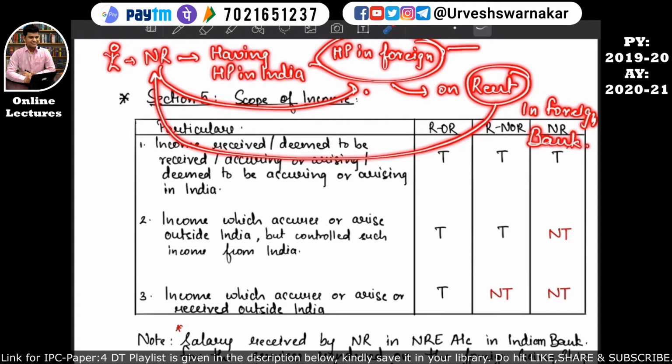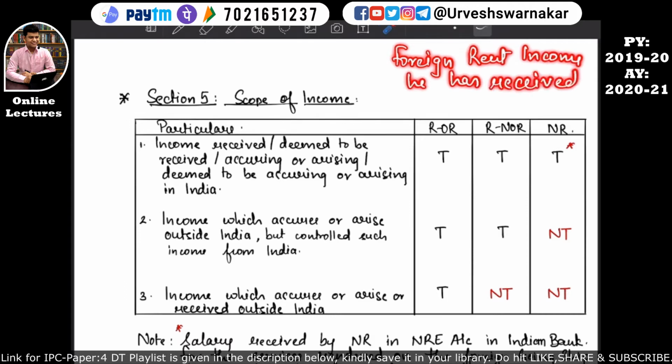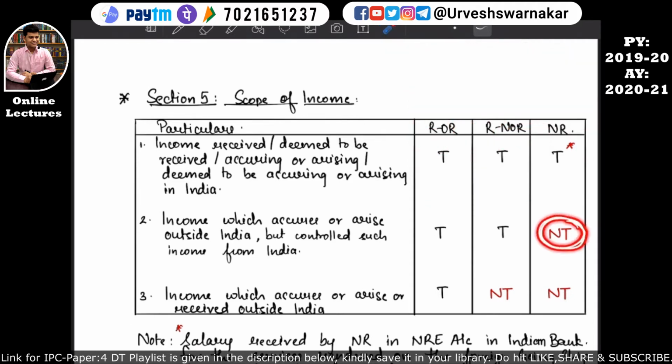When he is renting this foreign house property, that means he is having this house property in India and he is staying in this house property in India. That means whatever this foreign rent income he has received in a foreign country, but he was controlling such income from India, then such income will not be taxable in India even if it was controlled from India. I hope this is quite clear.